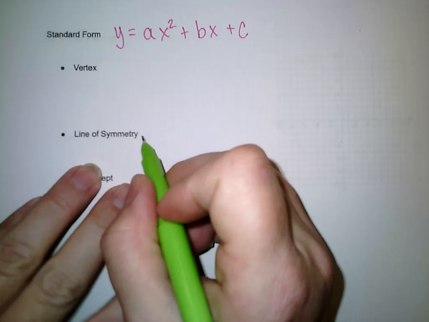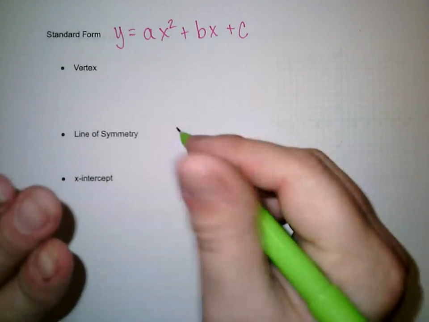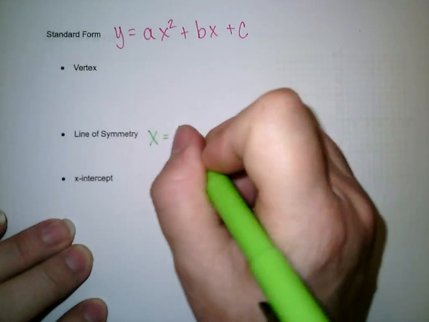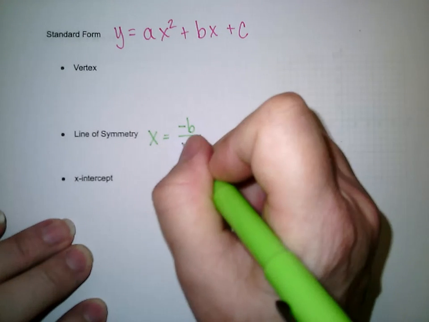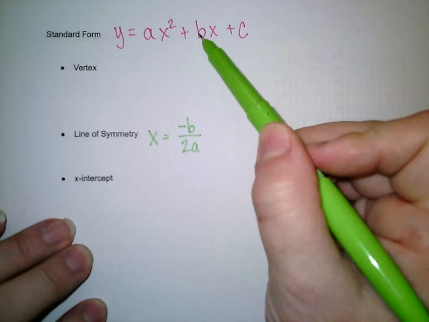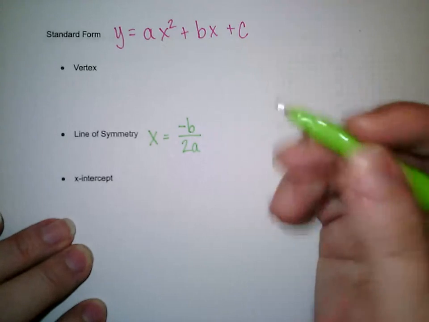To find our line of symmetry, that's the first thing you're usually going to do, even though vertex is going to be listed first. In order to find the vertex, you're already going to do the line of symmetry. So the line of symmetry is x equals the opposite of b divided by 2a. So the opposite of the coefficient of x divided by 2 times the coefficient of x squared.